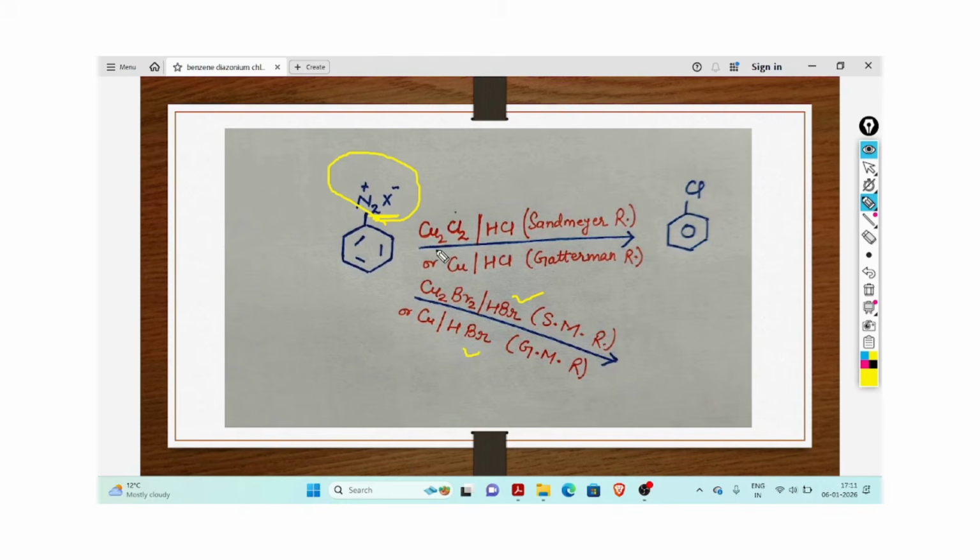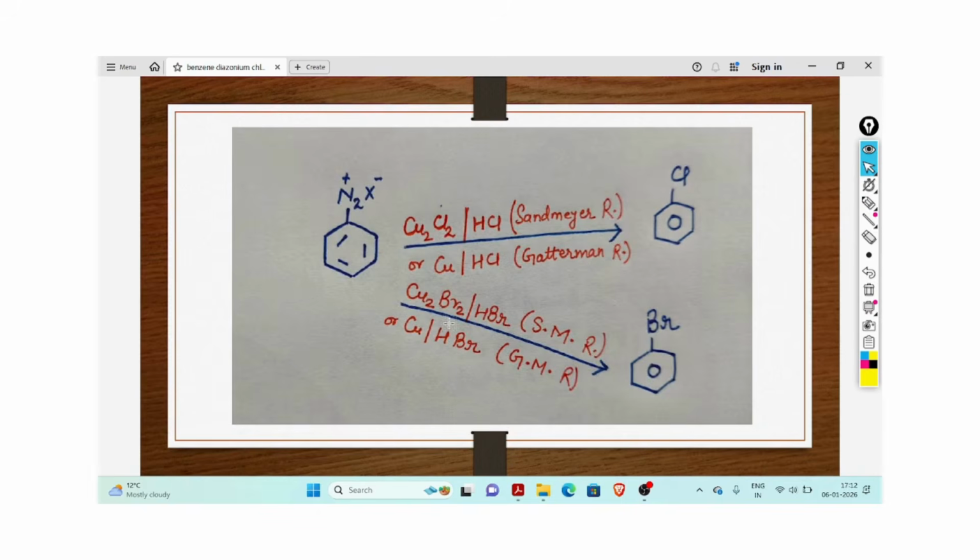Yes, in Sandmeyer reaction, you can write CuCl, CuBr also. That Cu is also having +1 oxidation state. So both are the same. So this is your second reaction. See the product. Your N2X is substituted by the Br. So this is bromobenzene. Let's see the next reaction.